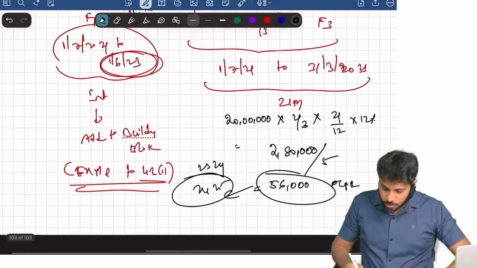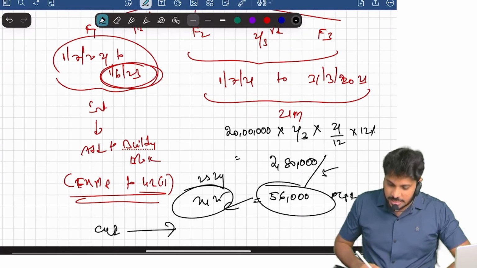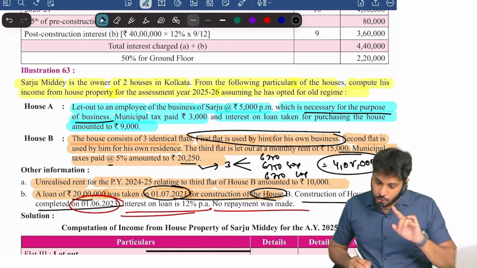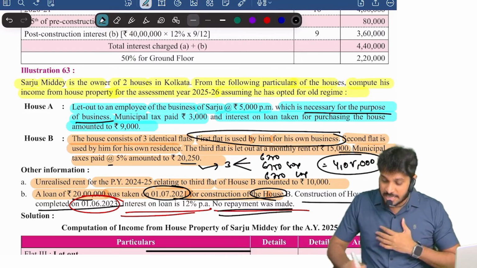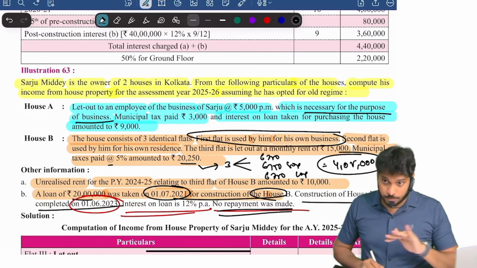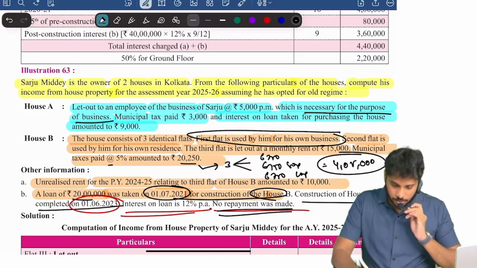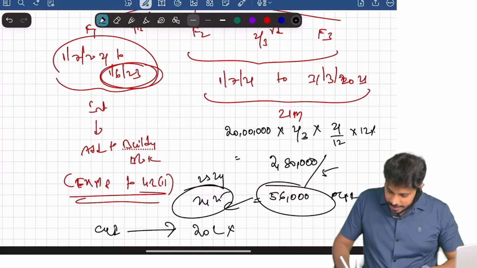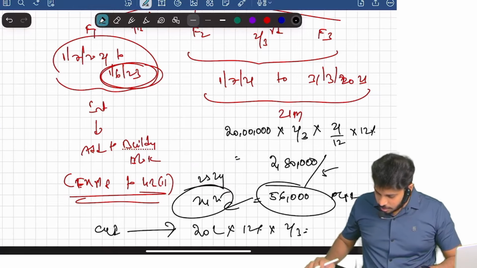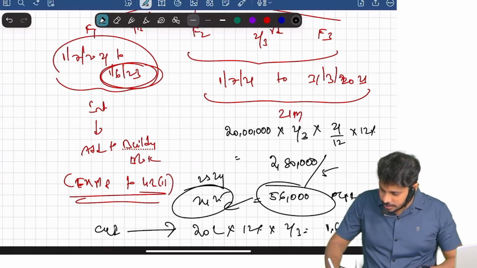Okay. Now current year interest. How much is current year interest? By the way, did they give anywhere that the loan was repaid? No repayment was made. Specifically they mentioned. Yes or no? If the repayment point is not discussed also, we assume that no repayment is made. Now again, current year 20 lakh into 12% into 2/3 only. Yes or no? Into 12% into 2/3 is equal to 1,60,000.